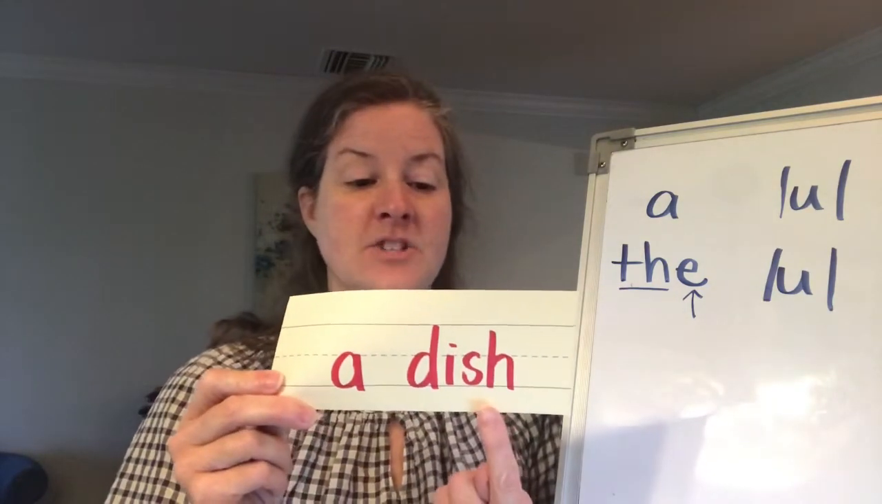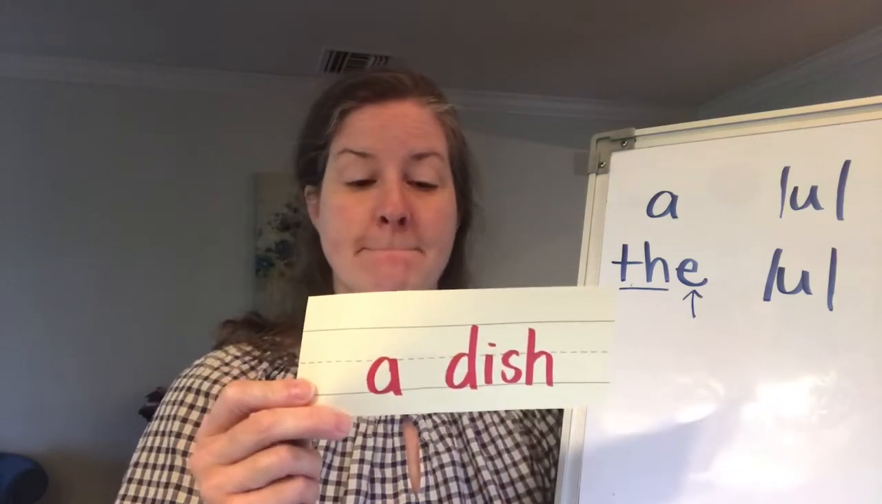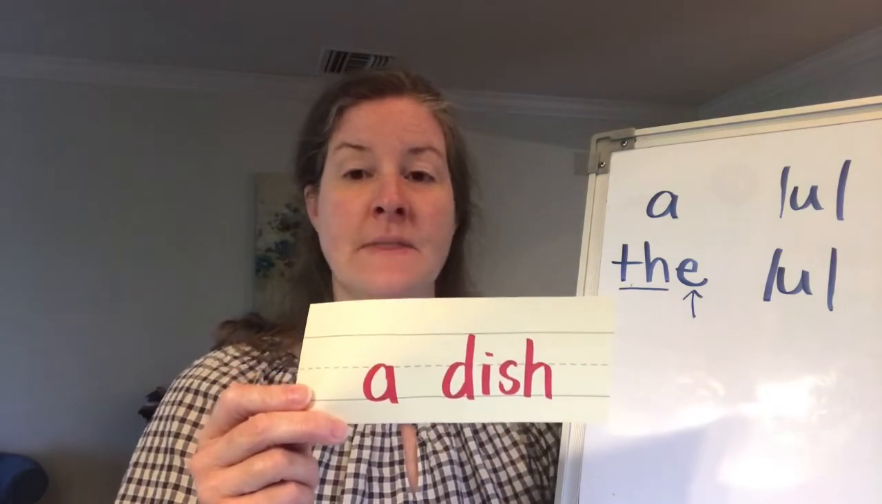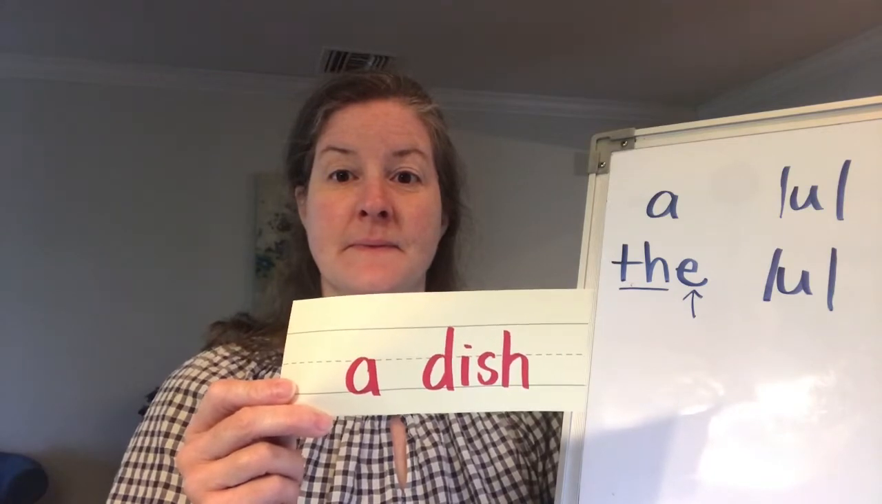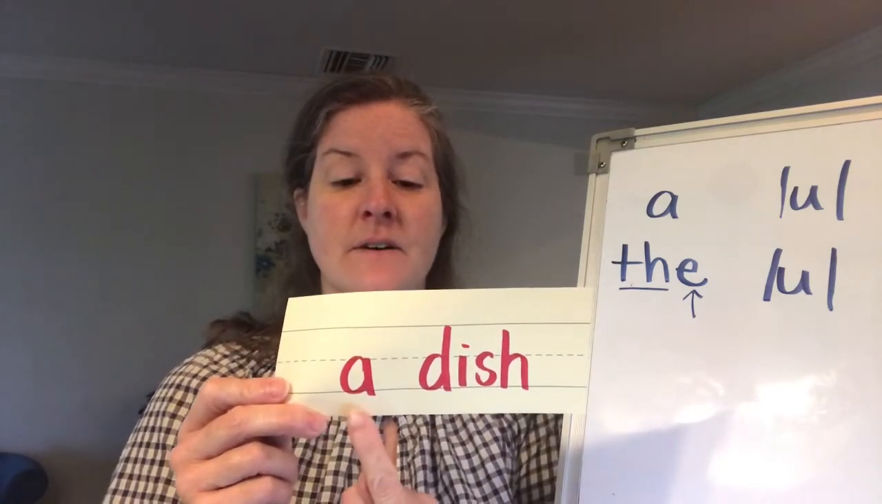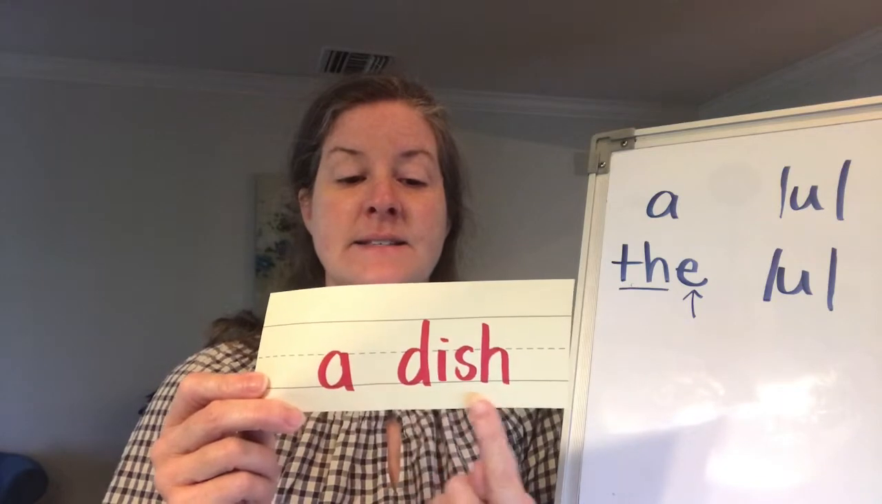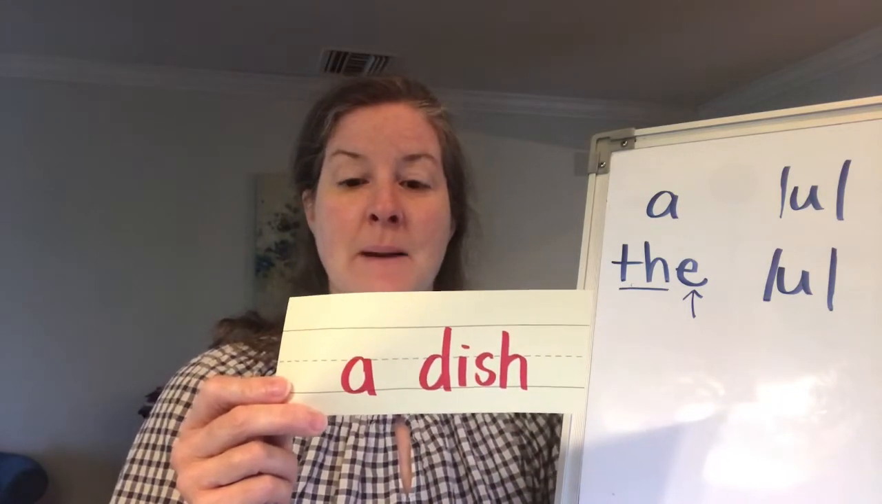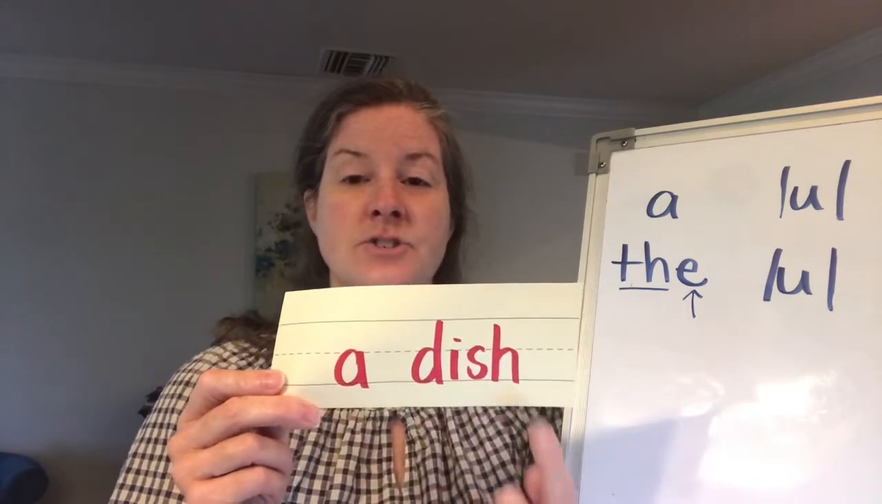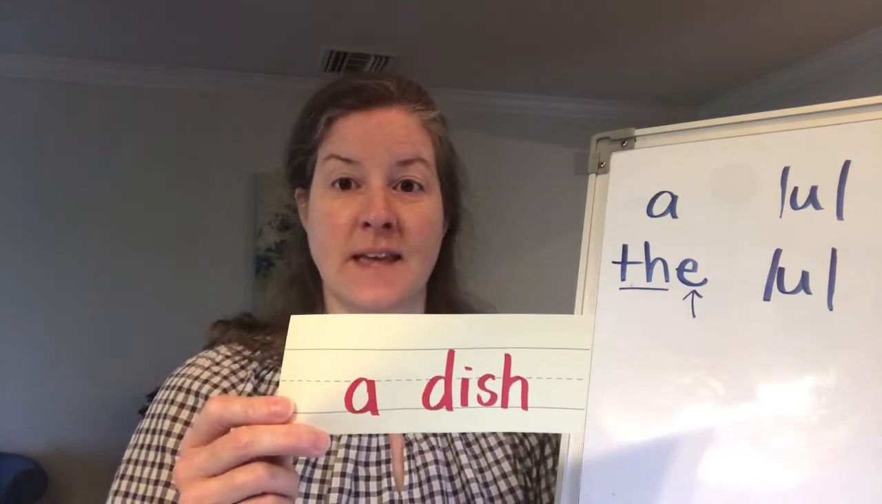Look, here's SH at the end of a word. Read that one for us. Okay, now let's read it together. A dish. A dish. My mom had a dish of cookies on the table.